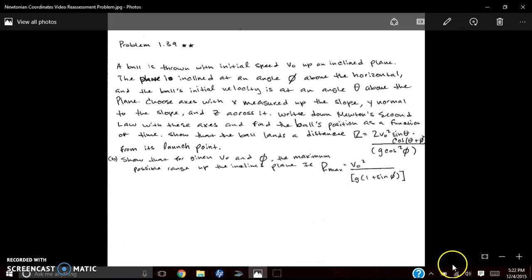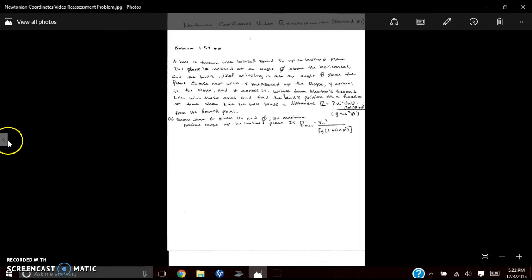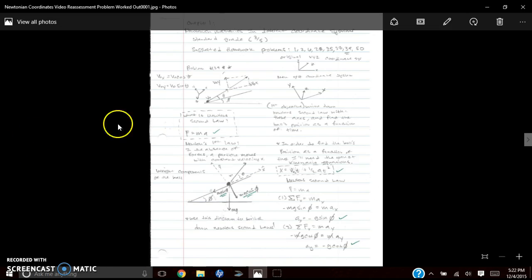All right, getting right into my work. First thing the problem asks to do is come up with a new coordinate system. Basically, redraw the coordinate system where the x-axis is along the plane, the y-axis is normal to the plane, and the z-axis is across the plane. We're not going to really deal much with the z direction in this problem, but that's what the problem asks, so that's what I drew.